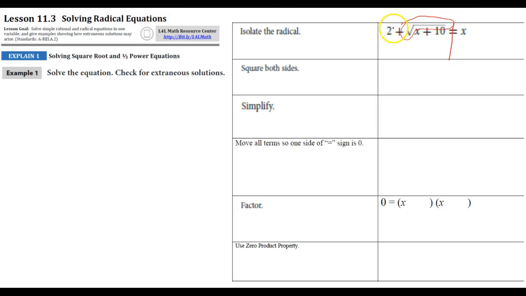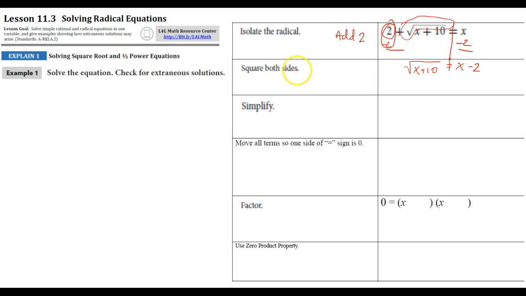What's the opposite of adding 2? What's the opposite of that? Subtracting, right? Alright, so that would be 2 take away 2 is 0, and I'm left with radical x plus 10 equals x minus 2.